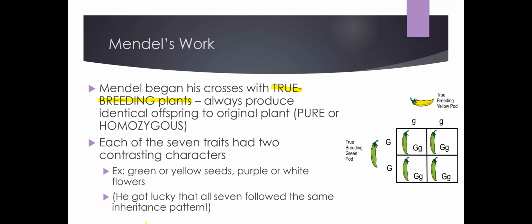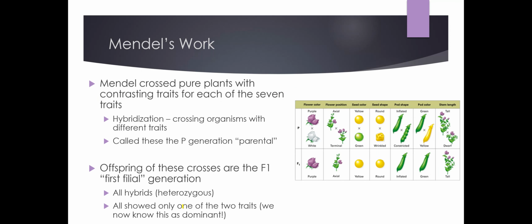And so once again, he got lucky. Okay, so he got lucky that every trait only had 2 options. He also got lucky that every trait was on a different chromosome and followed the same type of inheritance pattern. And so what Mendel did was he went through this series of crosses for each of those 7 traits. And so he would always start with these pure or true breeding plants of opposite trait, so purple and white, axial and terminal, yellow and green, etc. And he would cross them.